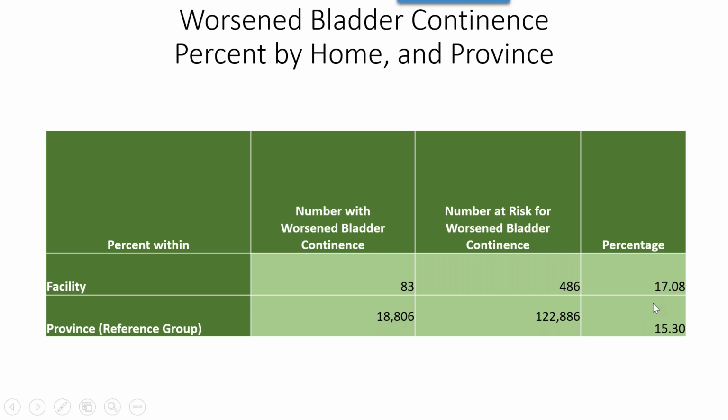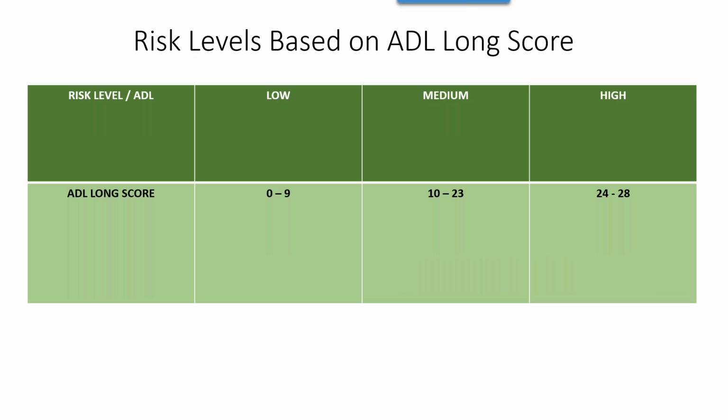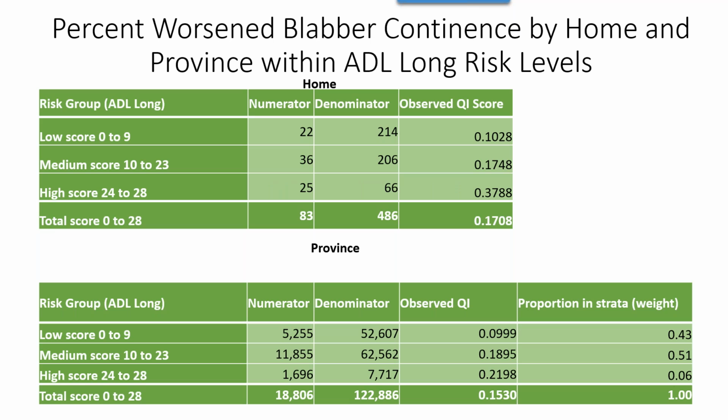Now remember, these are true scores. These are the actual scores without any kind of adjustment at all. Now let's take a look at the risk level based on your ADL score. Here we're looking at the numerator and denominator within each of these risk groups, not the overall home. So if you're low risk from 0 to 9 on the ADL long, then 22 out of 214 people, 36 out of 206 people, 25 out of 66 people. And notice that the risk level goes up the higher your risk level is for the ADL group. So 10% of your people are here, 17% are here, 37% are here. And that gives us that overall 17% of people who had the worsened bladder continence.